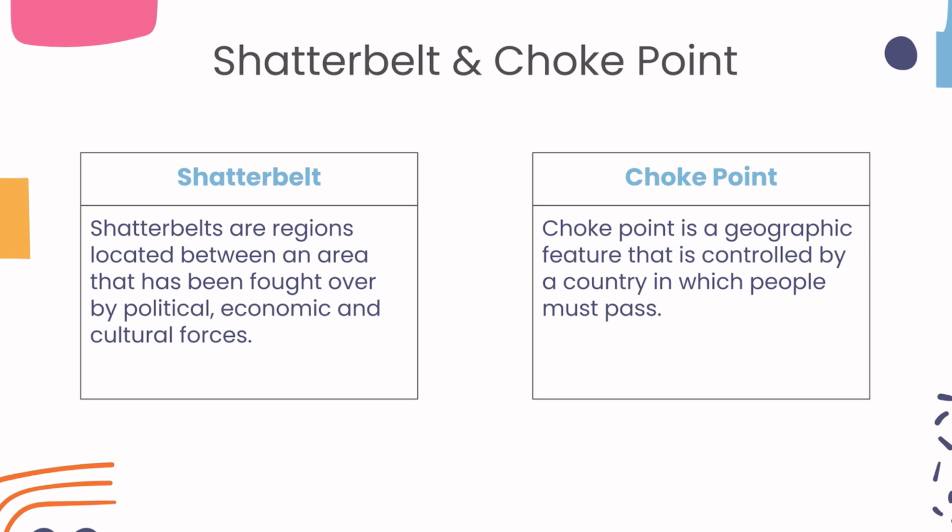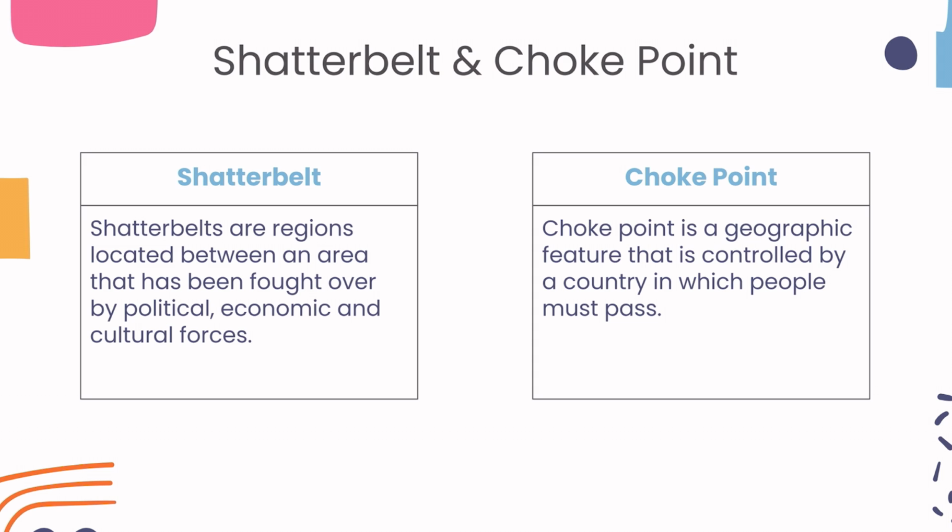These boundaries have effects on shatter belts and choke points. Shatter belts are regions located between areas that have been fought over by political, economic, and cultural forces. These would be locations where there have been historical conflicts or even regions where people are currently fighting right now. An example of a shatter belt is the South China Sea. This is because the South China Sea is a region where people are fighting for political, economic, and cultural reasons.